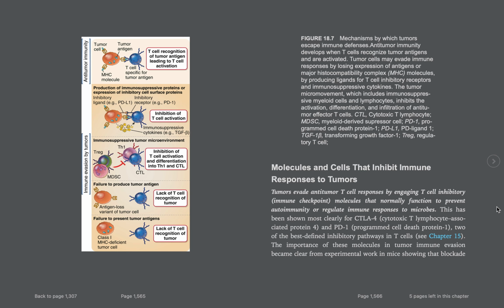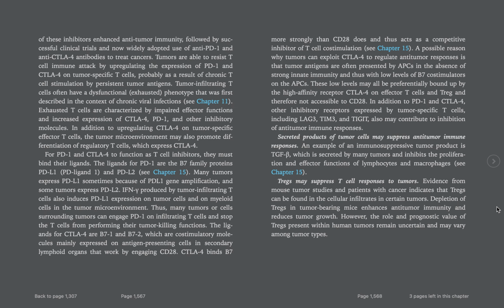The importance of these molecules in tumor immune evasion became clear from experimental work in mice showing that blockage of these inhibitors enhanced the anti-tumor immunity, followed by a successful clinical trial and now widely adopted use of anti-PD1 and anti-CTLA4 antibody to treat cancer.